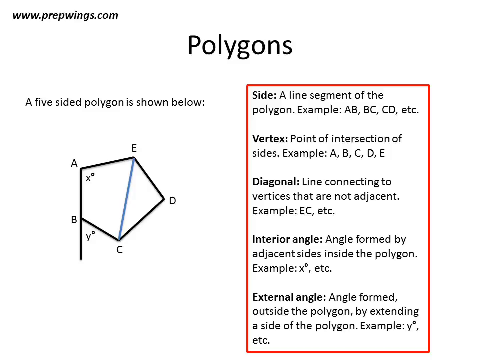Then an interior angle of a polygon is the angle formed by the adjacent sides inside the polygon. So if you look at angle EAB, that is x degree, that is inside the polygon. So it's an interior angle. An exterior angle of a polygon, or the external angle of a polygon, is formed outside the polygon by extending one of the sides of the polygon. An example shown over here is y degree because that's at vertex B and that is formed by extending the side AB. And it is outside the polygon. So y degree is the external angle and x degree is an interior angle.